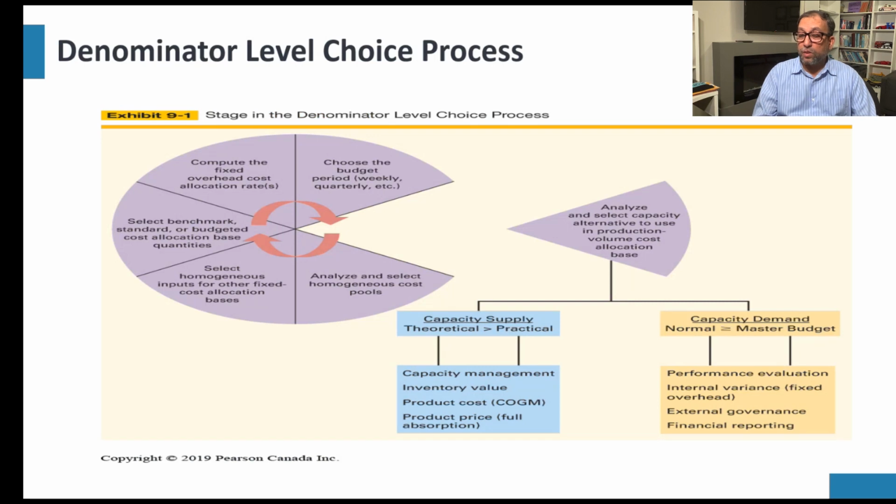The theoretical capacity is greater than practical. We know that capacity management, inventory value, product cost, and product pricing are all things based on our practical capacity and theoretical capacity. But when we are operating, we see that the normal capacities are normally smaller, because the normal capacity is an average over many periods, and master budget capacity is one specific period.